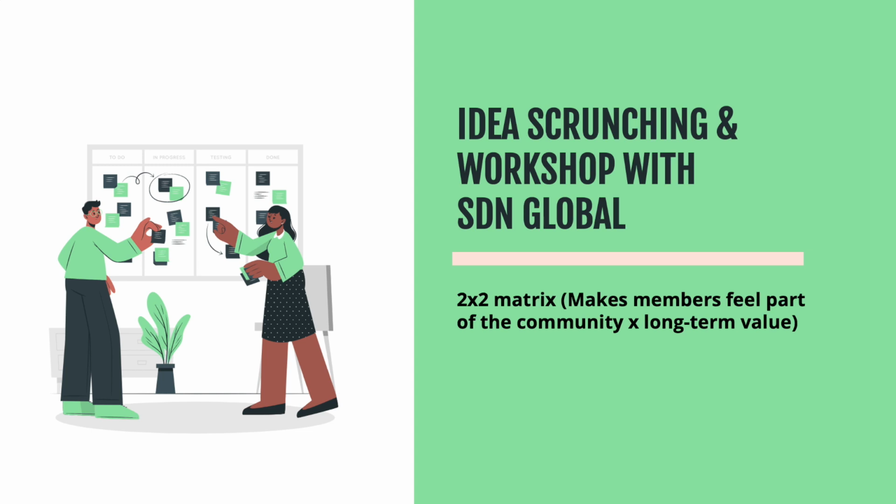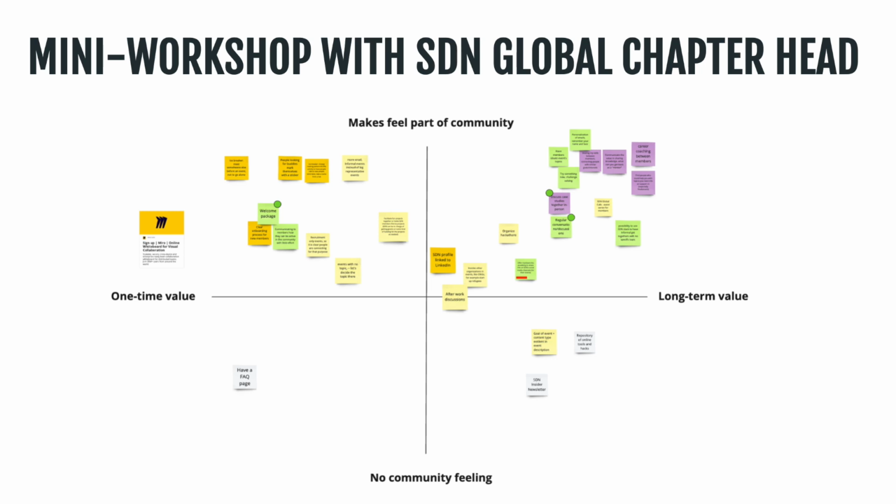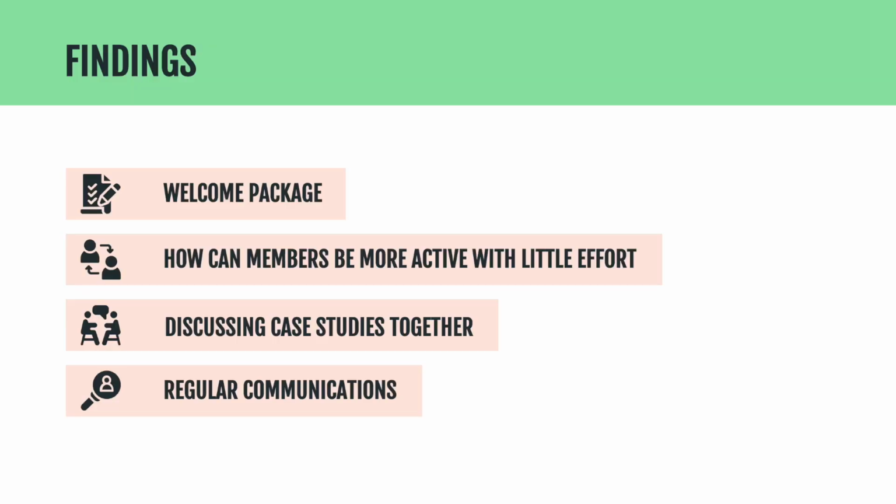And next we had an ideas crunching meeting with SDN Global, and a workshop. It was a mini workshop actually. We had a mini workshop to discuss the findings. We made a 2x2 matrix, by long-term value and feeling included in the community. We arranged these clustered topics based on that, and we had SDN vote for the most valuable, most interesting, most important.